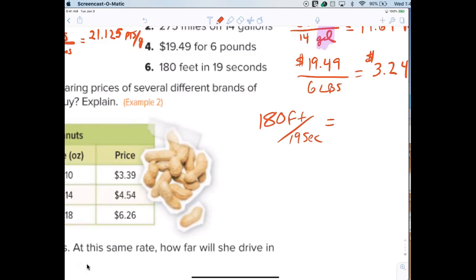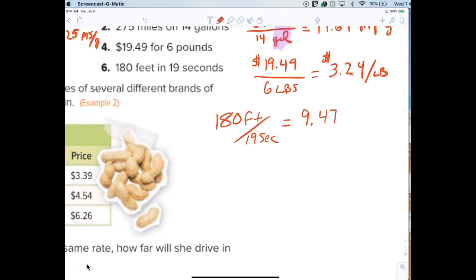Now we will always round to 2 decimal places, so 9.47. What? Feet per second. The units are extremely important. All right. I don't think that's that bad. Everybody okay with that?